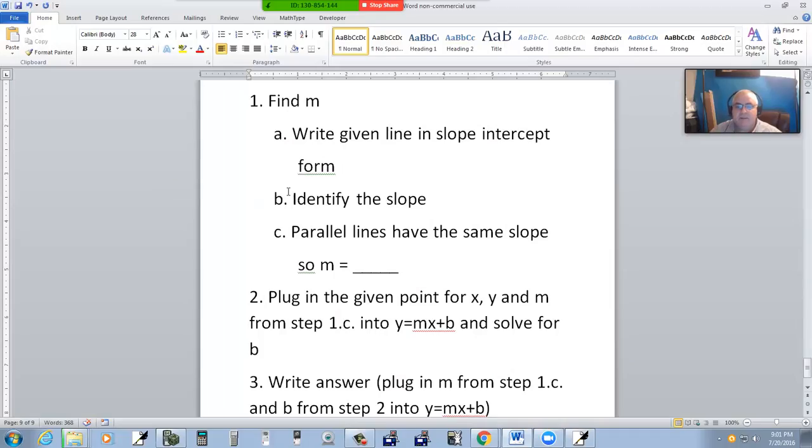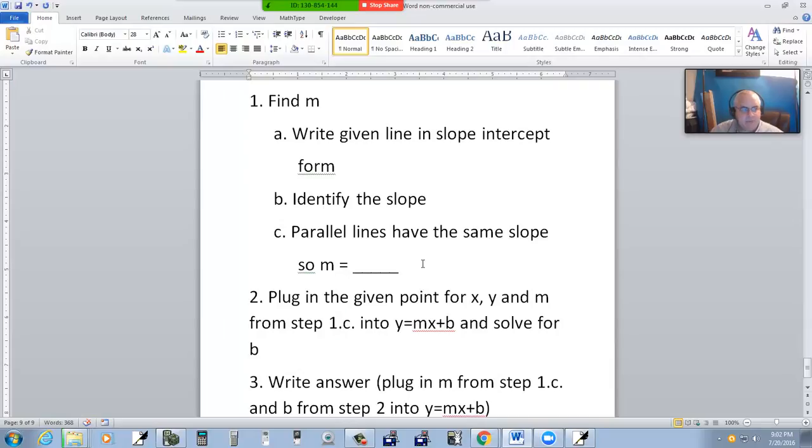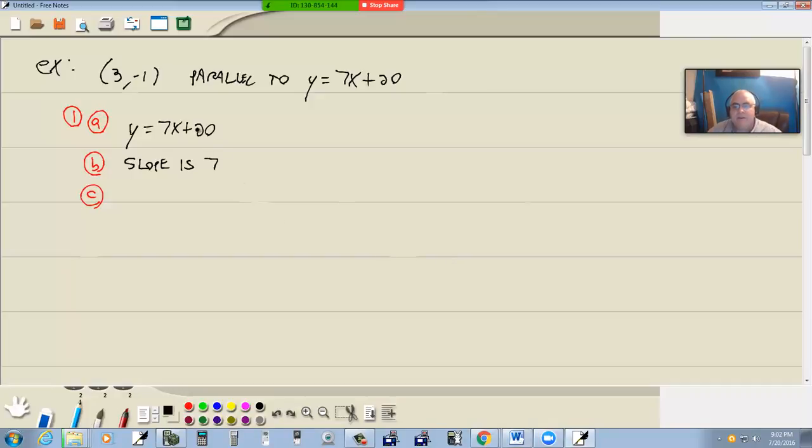Our second substep says identify the slope. Now, the reason why we want it in slope-intercept form is so we can easily identify what the slope is. Slope is whatever number's in front of your x. So slope is 7. Now C, parallel lines have the same slope, so m is equal to. So we said it's parallel to y is equal to 7x plus 20. We said the slope of that line is 7. Parallel lines have the same slope, so the m we're trying to find will be 7. So parallel, it's always the same there.